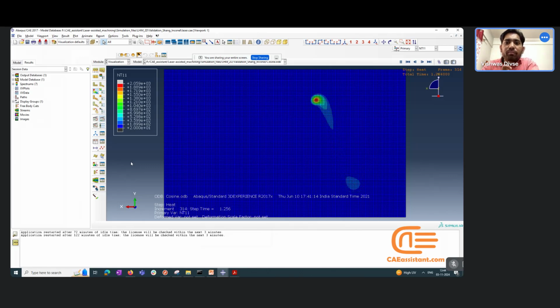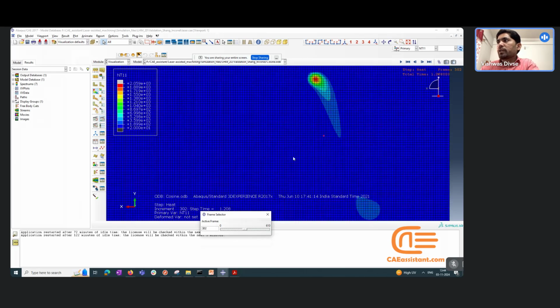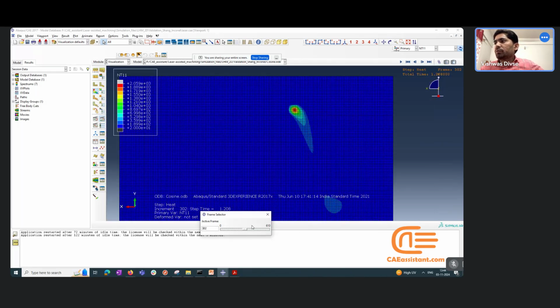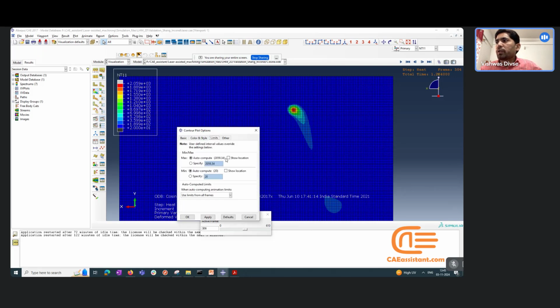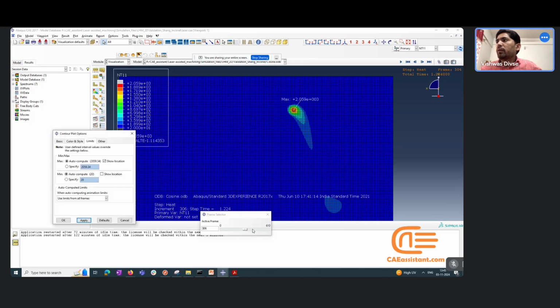At any point of time, we can check the temperature. Let's say I will check my temperature at some of the peaks. Let's say at this peak, where a reversal will start. Okay, I will check what is the maximum temperature I can see. That is 2059. It is almost stabilized, I think.